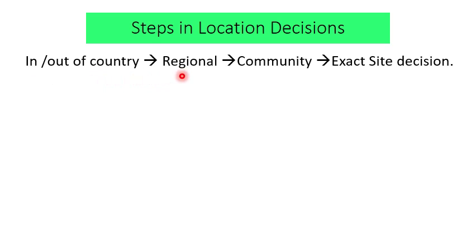After that, once we decide the country, the next step is to decide the regions within the country. After deciding the regions within the country, the next is deciding the community or sub-regions. And after deciding the sub-region, the last step is the site decision, the site of the facility. So we start from the wider location, then narrow down to the exact site decision.